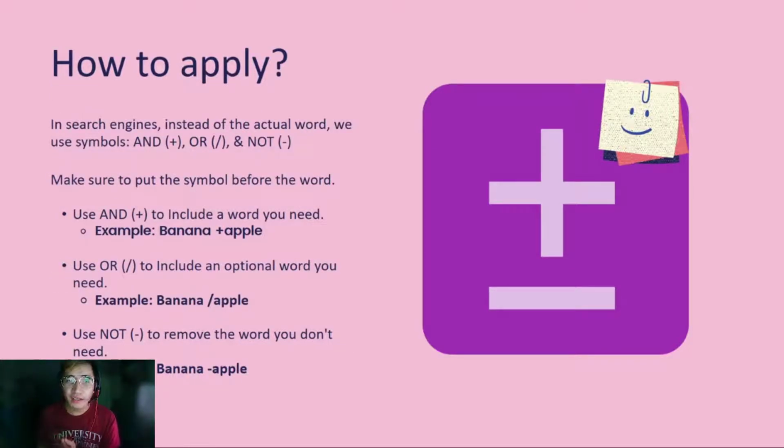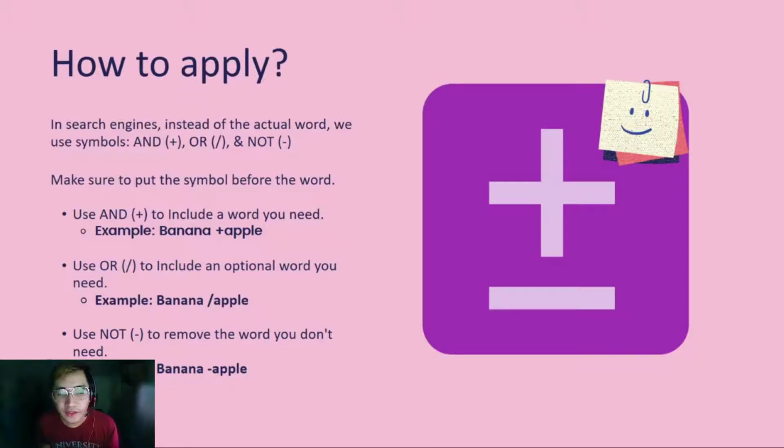In a search engine, instead of using the actual words and, or, not, we use symbols: plus for and, slash for or, and dash or minus for not. Make sure to put the symbol before the word. Use and before the word to include a mandatory word that you need. For example, banana plus apple. The search engine will search for banana and apple together on the same page. It is mandatory to have those two words on a single page.